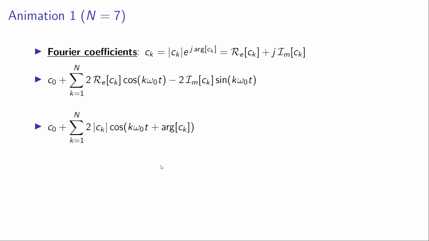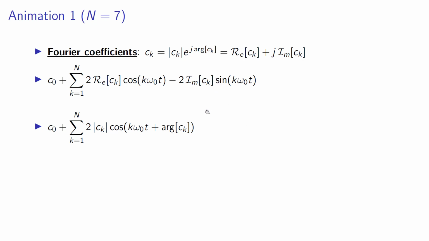In this second expression, we have replaced the degrees of freedom d_k and v_k by playing with the modulus of c_k and the argument of c_k. This is the expression that you're playing with, and we'll see later again why we have this coefficient 2. But again, the degrees of freedom are C0, the modulus of c_k, the argument of c_k, and this for k ranging from 1 to 7.